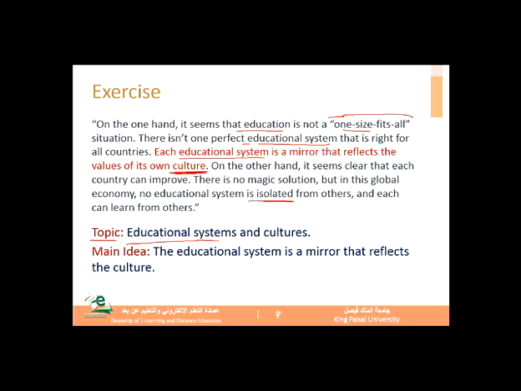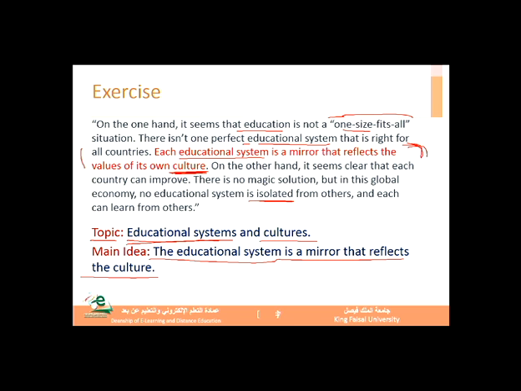Right, so isolated, that is also related. It tells us that no one educational system is isolated from other educational systems. So you see, all right, so the topic is educational systems and cultures. Educational systems and cultures. So this is the general topic. The main idea, what is the main idea here? The educational system is a mirror that reflects the culture. Now it's this sentence here, if you find it. All right, so each educational system is a mirror that reflects the values of its own culture. This is the main idea.